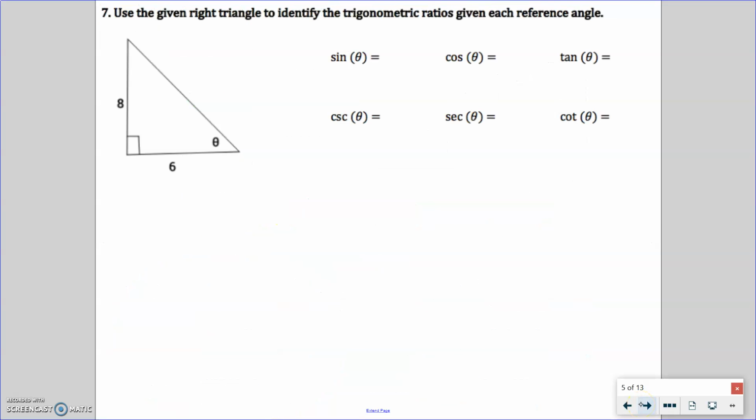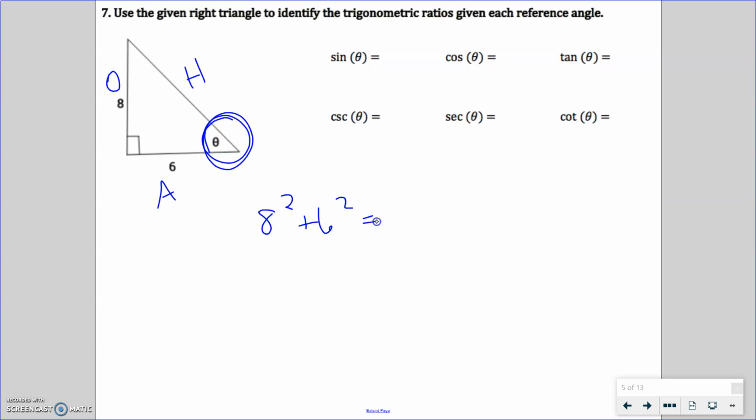Use the given right triangle to identify the trig ratios given each reference angle. Well, they've made it easy on us. They're using angle theta for the reference angle for all 6 of these. So here's my H, my O, and my A. The only downside is H isn't labeled. If I have 2 sides of a right triangle and I don't have the third, I can use the Pythagorean theorem.